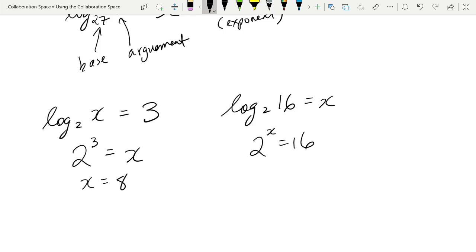Now, in days of old, if that was where you were at in your arithmetic, you basically had to guess and check. So skip count by multiplying. 2 times 2 is 4, so that's 2 of them. Times 2 is 8, that's 3 of them. Times 2 is 16. So the answer to this is that x is 4. But what if it wasn't one I could count to?